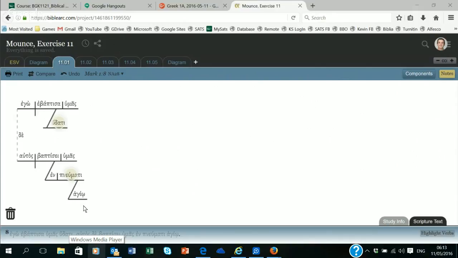So the second clause, he will baptize you, prepositional phrase. Prepositional phrases invariably modify the verb, en pneumati, and then hagio is an adjective telling us something about pneumati. Which pneumati is it? It's not an evil spirit, but the Holy Spirit. Questions?